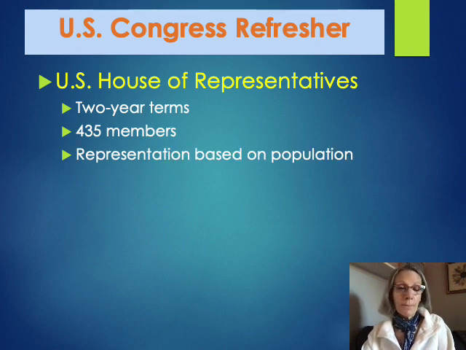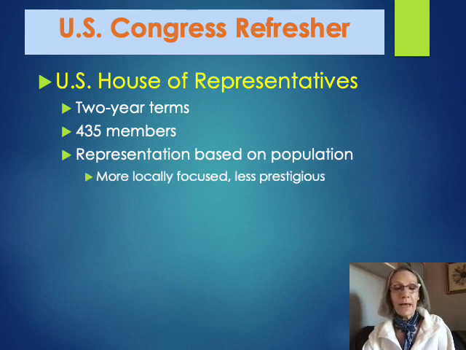The number of representatives each state gets is based on its population. The more populous your state is, the more members of the House you get. But each state, regardless of how small it is, even if you had 20 people living in a state, would still get one member of the House of Representatives.